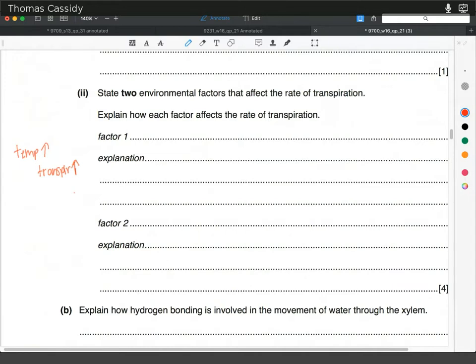Because otherwise the plant will dry out, and that's obviously not what we want. Some other factors we could talk about: humidity would be one. Humidity usually comes in with temperature. If it's a very humid day, there's a lot of water in the air, so we're not going to lose as much water through transpiration, because that gradient difference is not quite as high. The water's not going to rush out as quickly as if it was bone dry, like out in the desert or something.